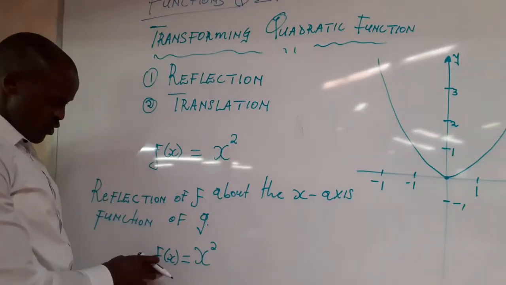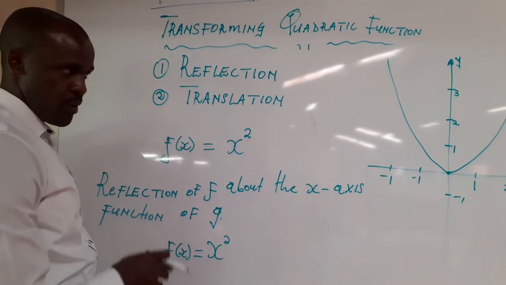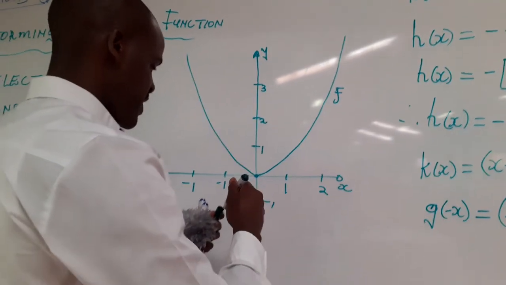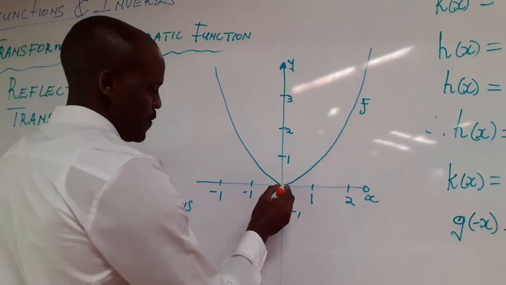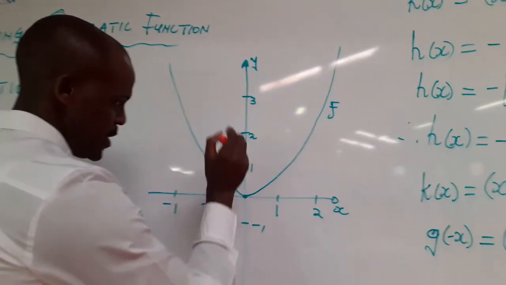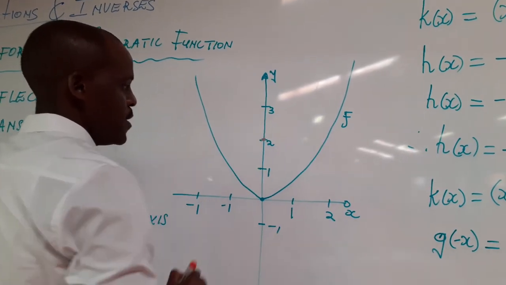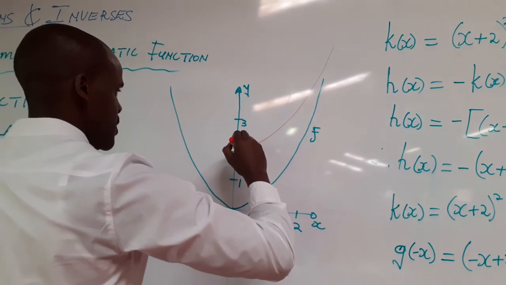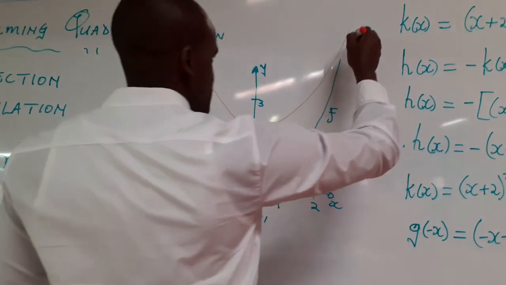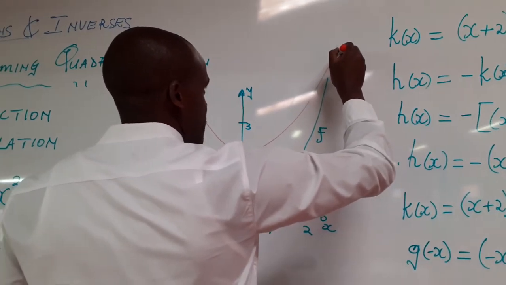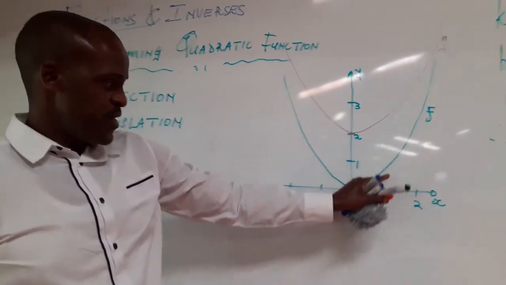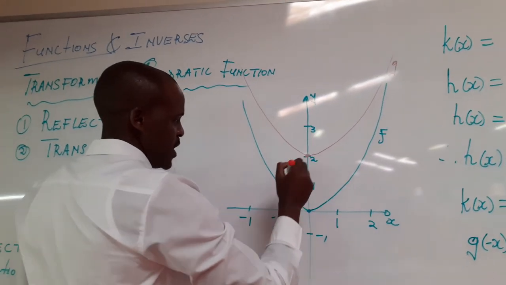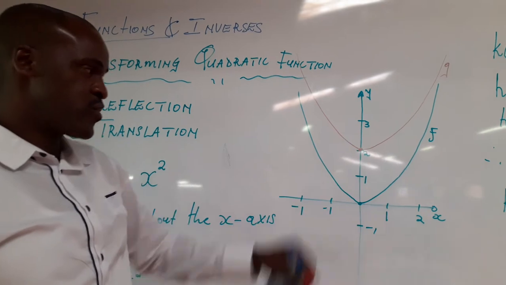Now we are to translate it 2 units up. We are to shift this graph 2 units up from this point. Let's count, 1, 2. Each turning point now will be there, and then you sketch the curve. The shape doesn't change. You've just shifted it 2 units up to form the function of g. It is no longer f because it has been translated. It changes its name. It's now called g. You just shift it 2 units up.